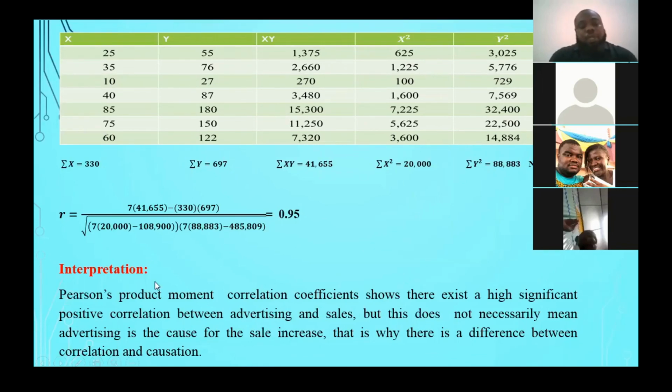The next is the interpretation of this result. The Pearson product moment correlation coefficient shows that there exists a high significant positive relationship between advertising and sales. But this does not necessarily mean that advertising is the cause of the sales. That is why there is a big difference between correlation and causation.